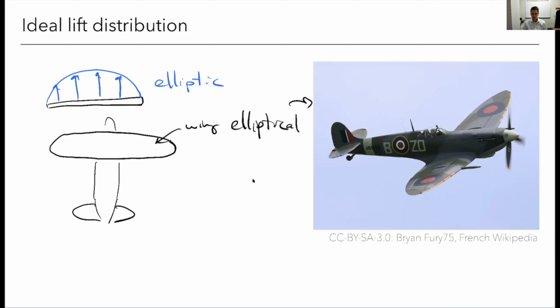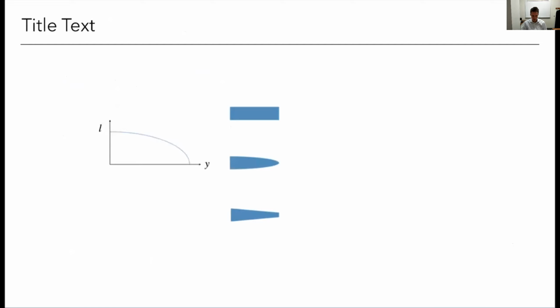Okay, so we can get any twist we want. So I can create a rectangle. I can create a tapered wing. I can create crazy shaped wings, whatever I want. I can get an elliptic lift distribution if I want. All right, well, let's see what the implications of that are.